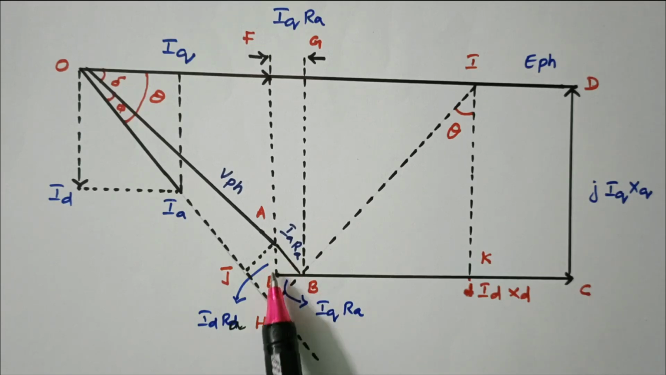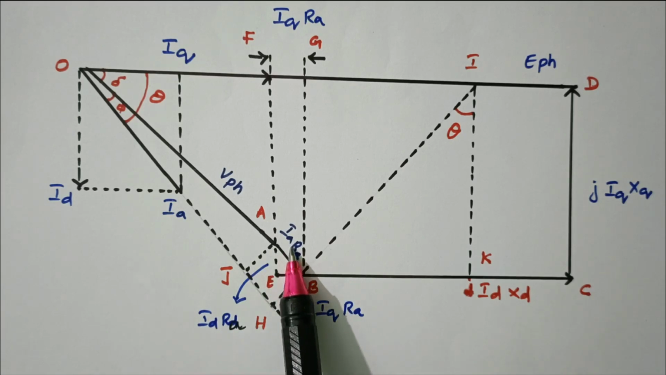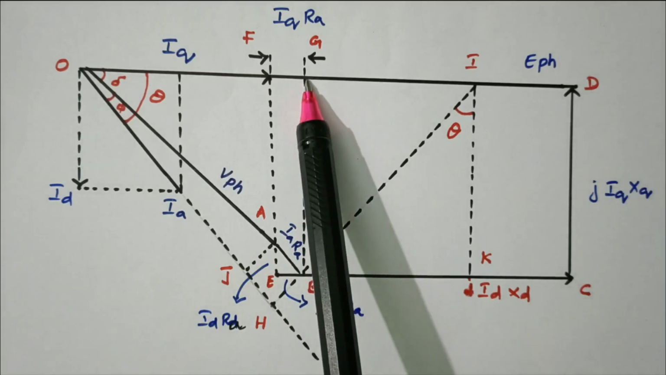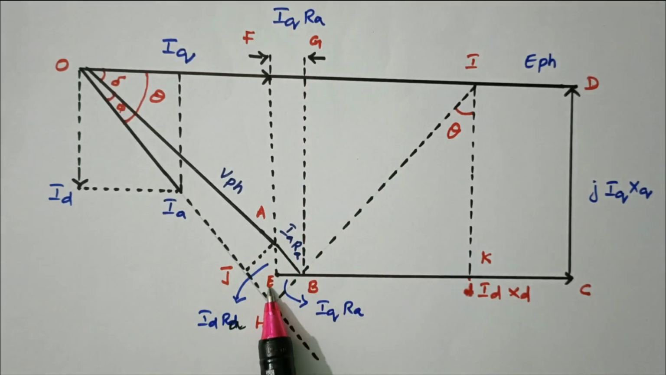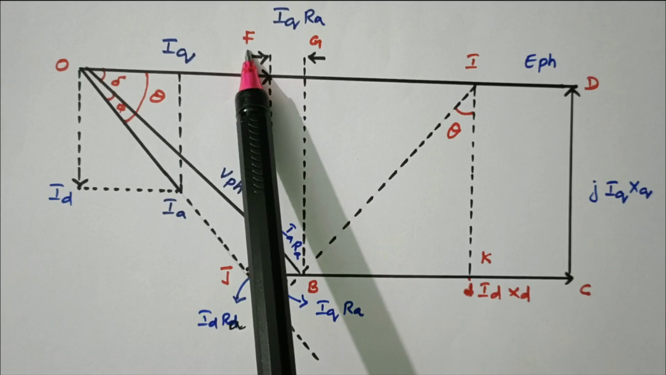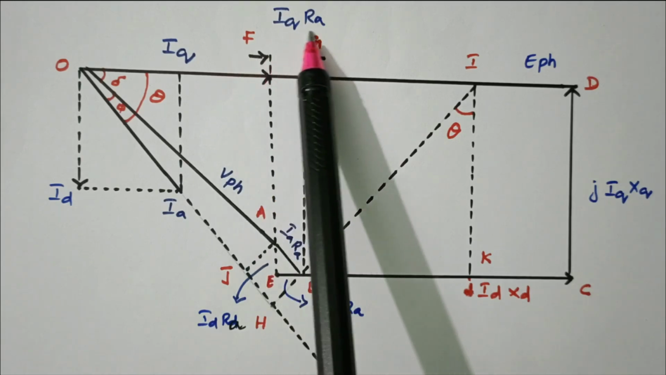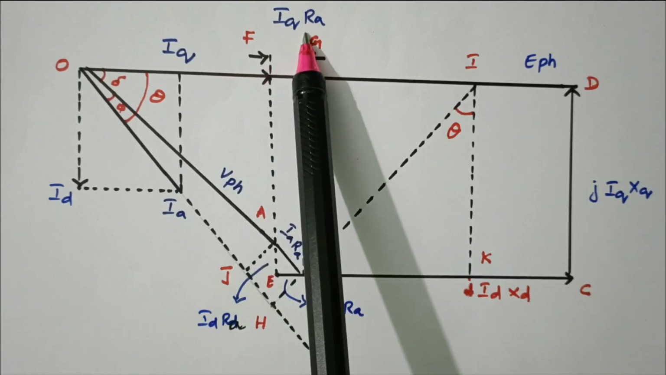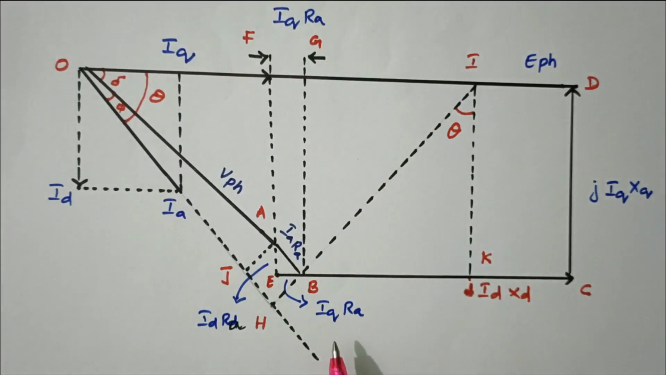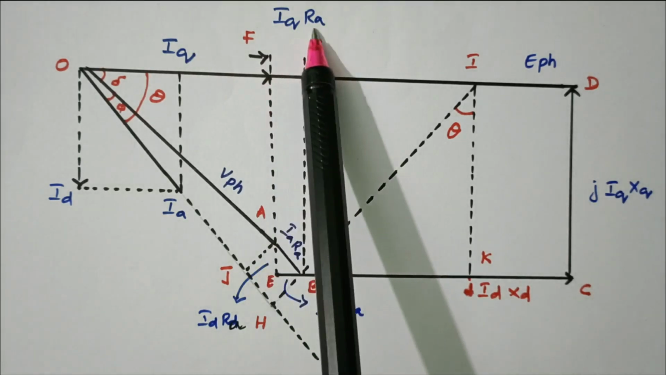This AE value is Id Ra. The vector sum of these two is Ia Ra. From B, draw the vertical line that will give the point G. From E, draw the vertical line that will give point F, that is Iq Ra. So this FG is equal to EB, both are the same, both are Iq Ra.